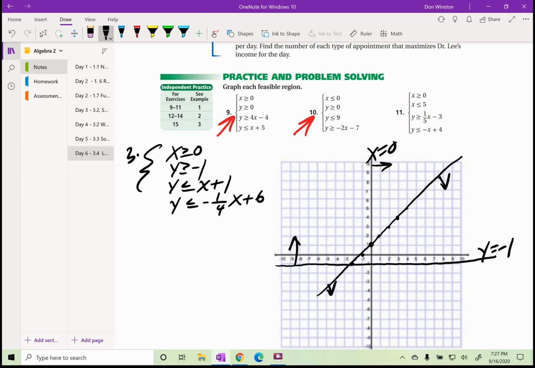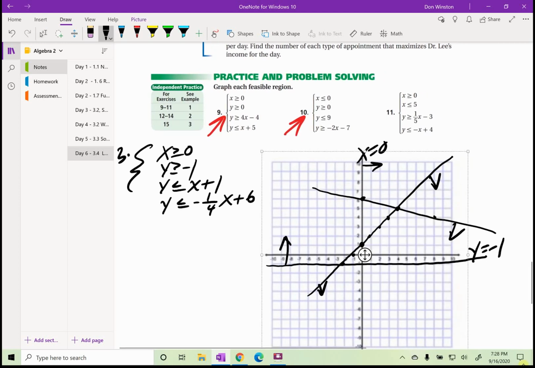And then finally, the last one, y is less than or equal to negative 1/4 x plus 6. So again, my y-intercept is 6. And now I have to go down 1 and over 4. Then in this problem, you almost find the corner points right away. 1, 2, 3, 4. Except for one, which is going to give you a problem here. That's why I'm going over it with you. All right, and then we have to be below that line.